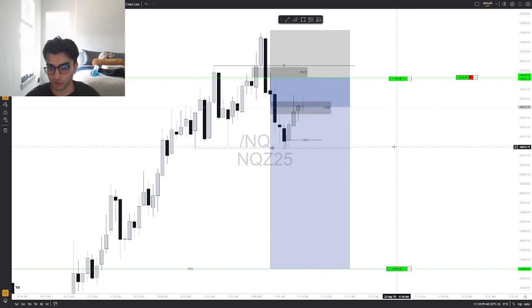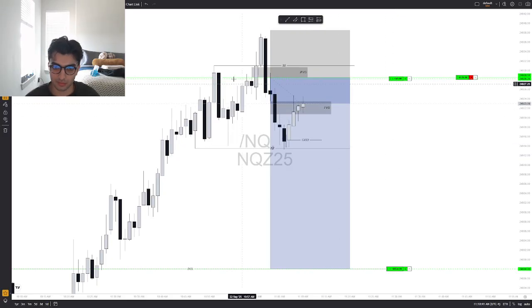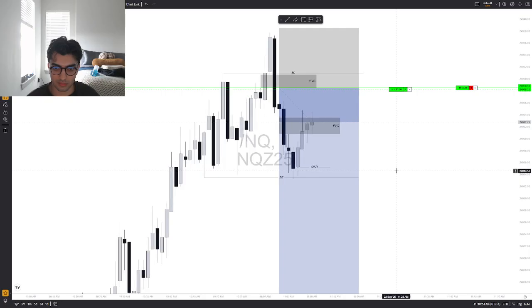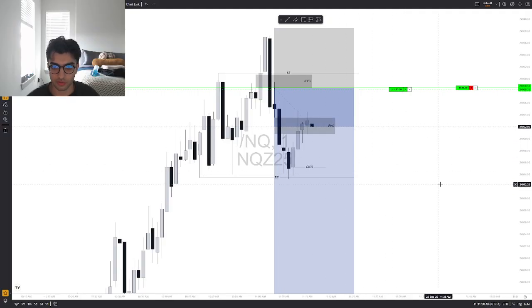We do have another 30 seconds left in this candle, but ideally, for me, I want to see no closure above this. So we have another 10 seconds left. 6, 5, 4, 3, 2, 1. No closure. Still no closure. But we are slowly grinding higher.